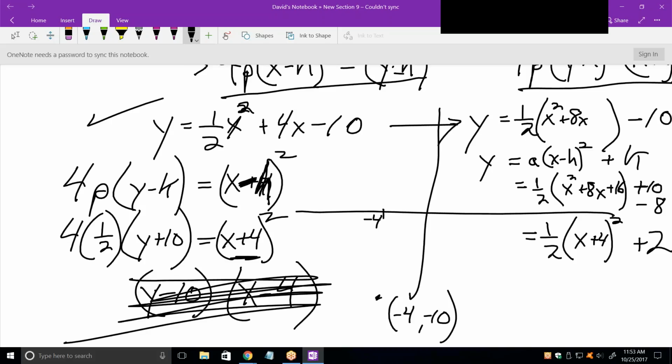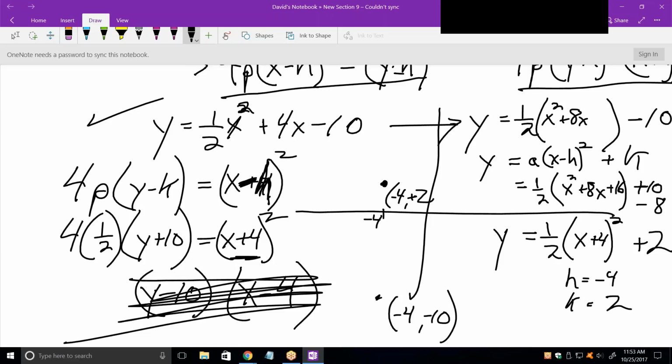In other words, when I put this thing in vertex format, it comes out to that, the bottom right equation. That tells me my h is minus 4 and my k is plus 2. So my vertex is actually right there: minus 4, plus 2.